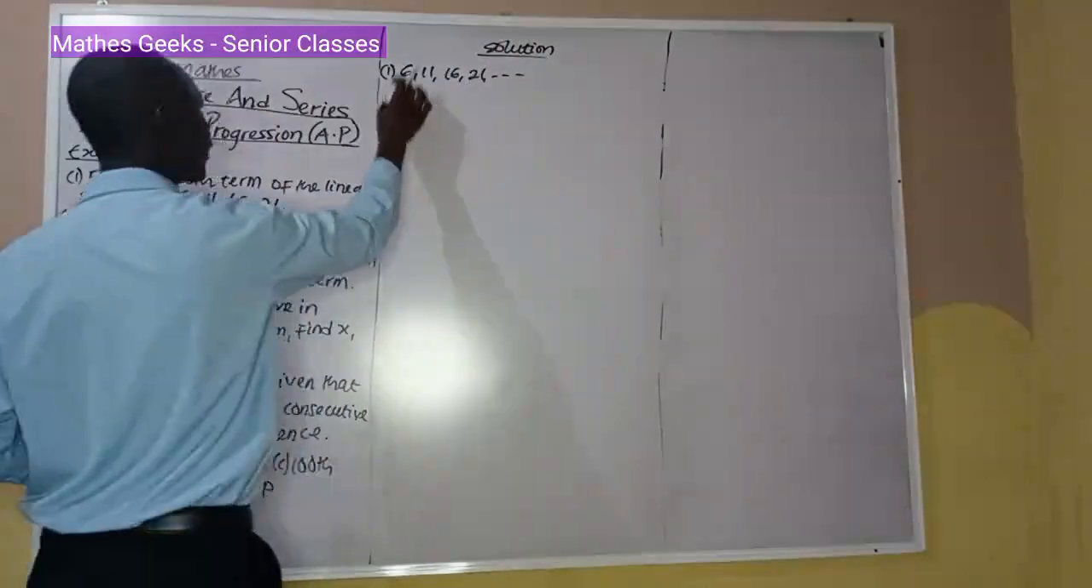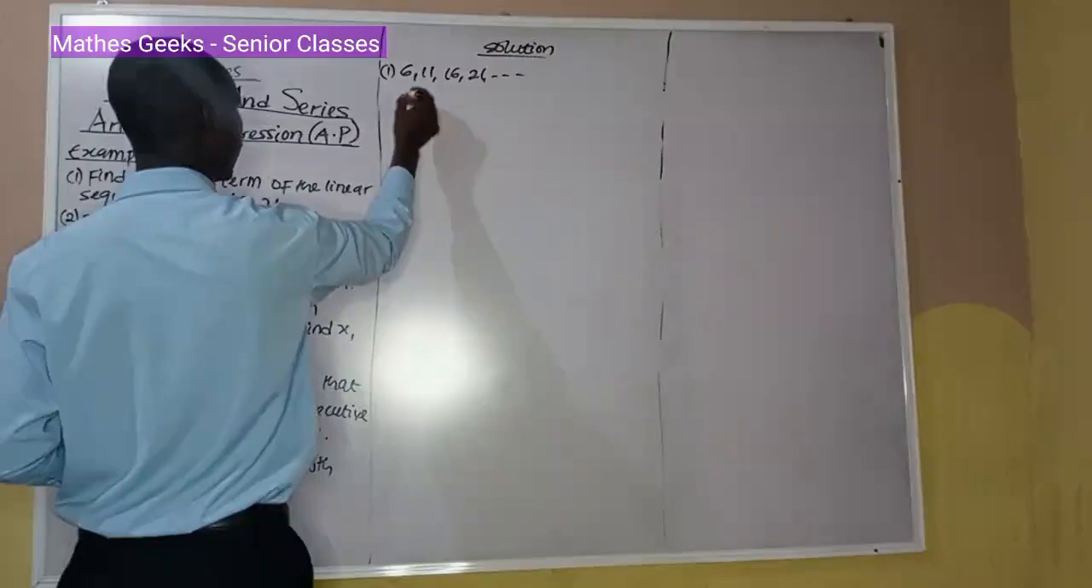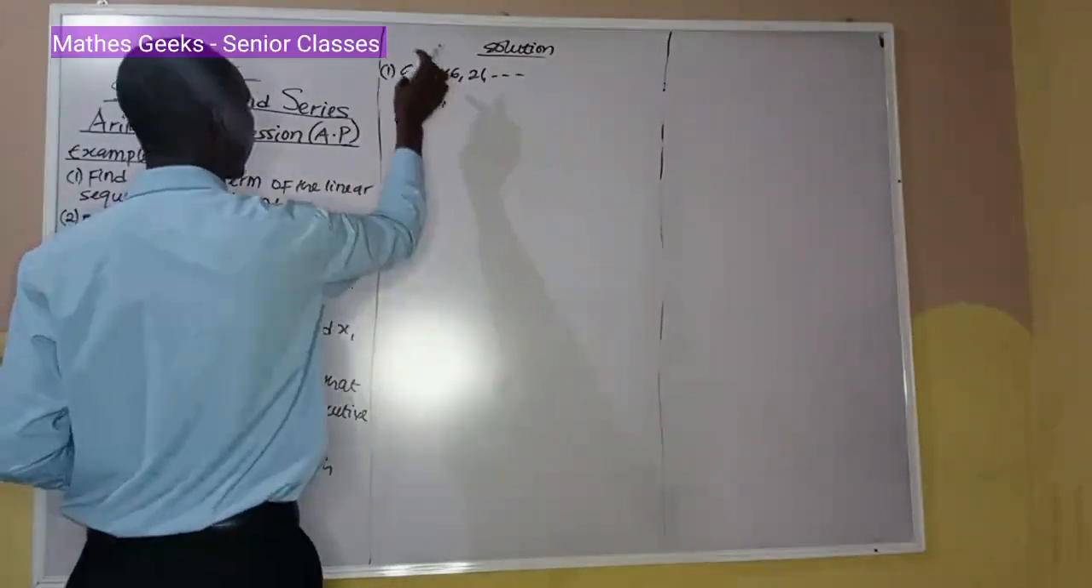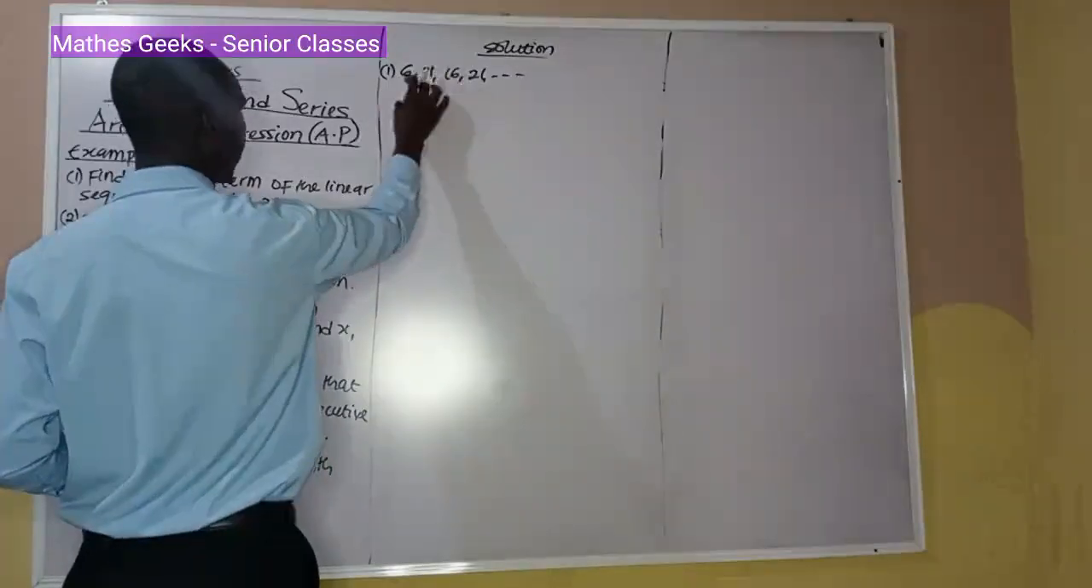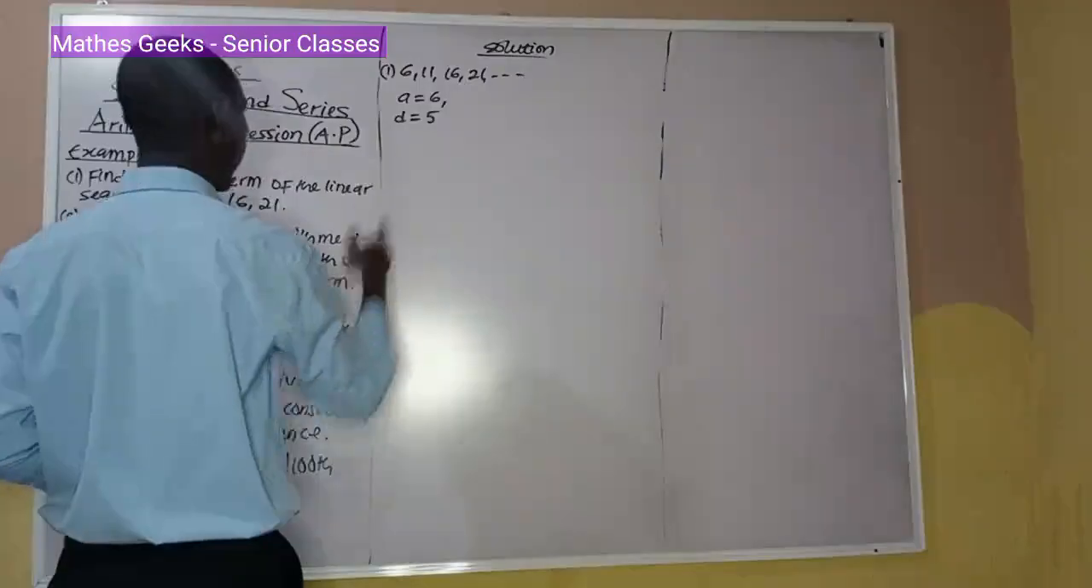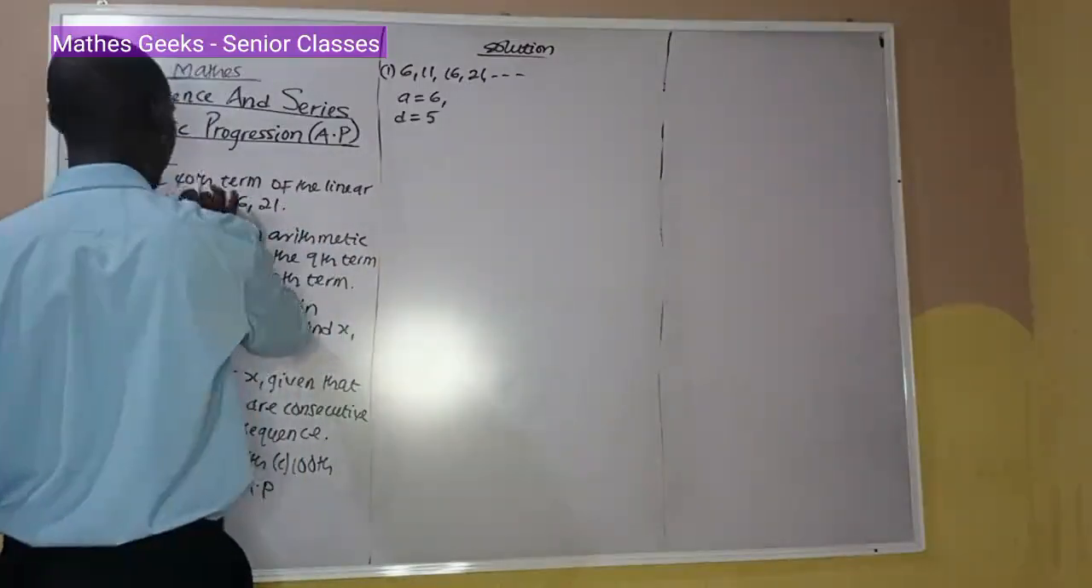Okay. So here our first term is the first number. So A is equal to 6. Our common difference D is equal to 11 minus 6, which is 5. 16 minus 11 is 5. 21 minus 16 is equal to 5. So our common difference is 5. And now we have to look for the 40th term.